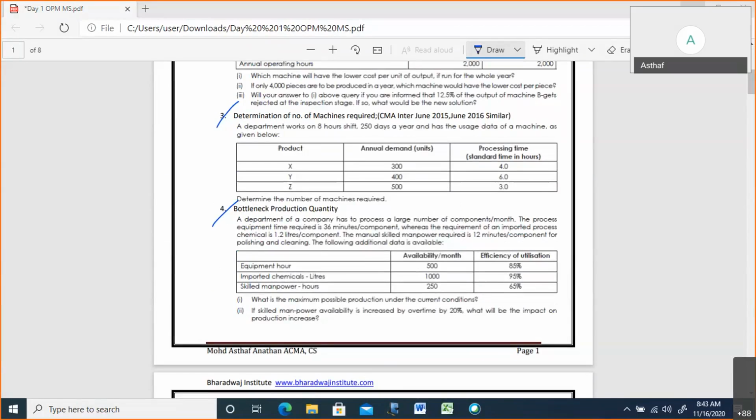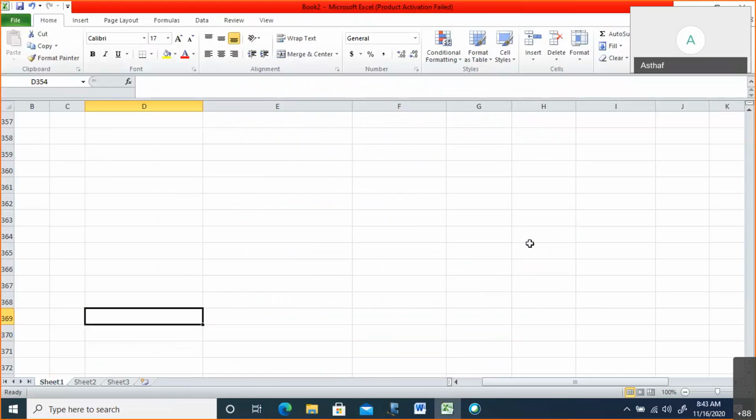So what is the question? A department of a company processes a large number of components. The process chemical is 1.2. The process equipment time is 36 minutes per component. The requirement of imported component is 1.2 per component. The skill. In the last question, output per component was given. But here the output per component we have to find out. So I am ready, we can start.